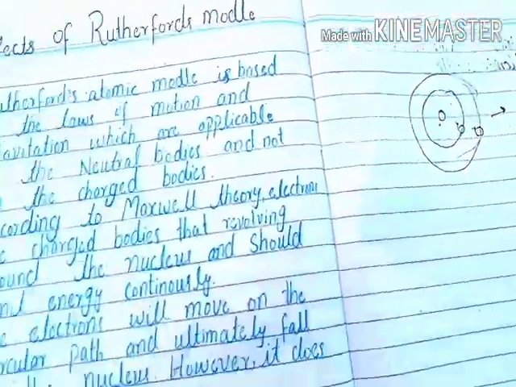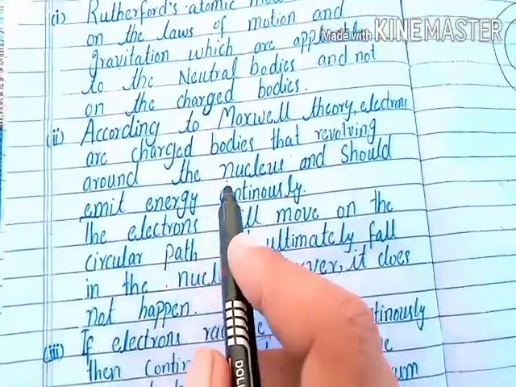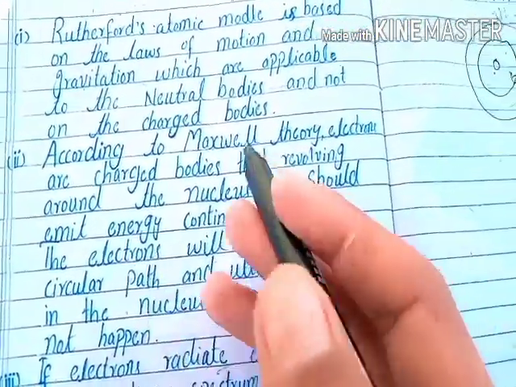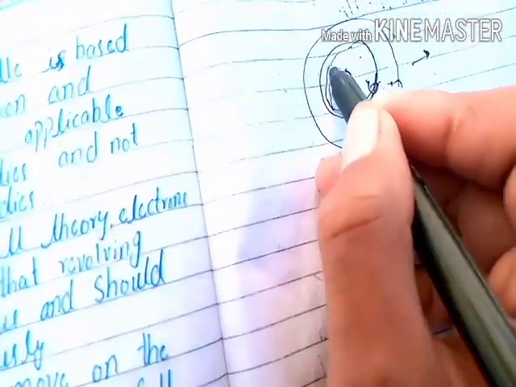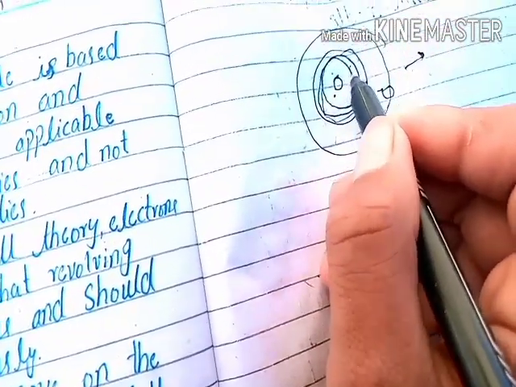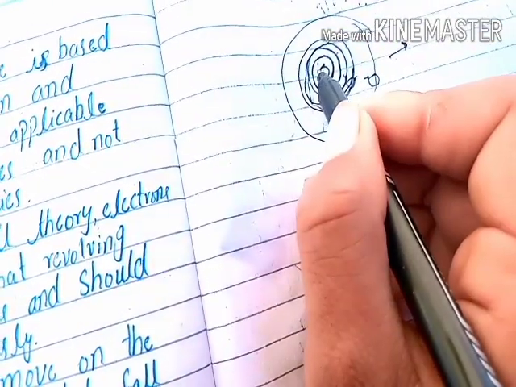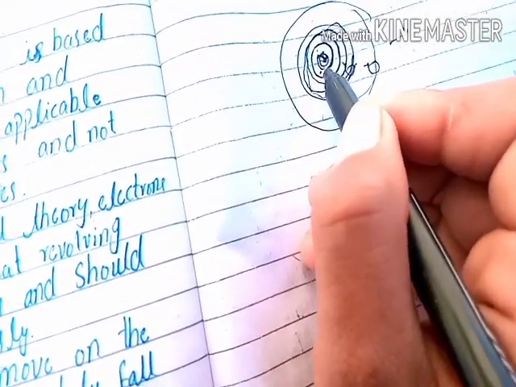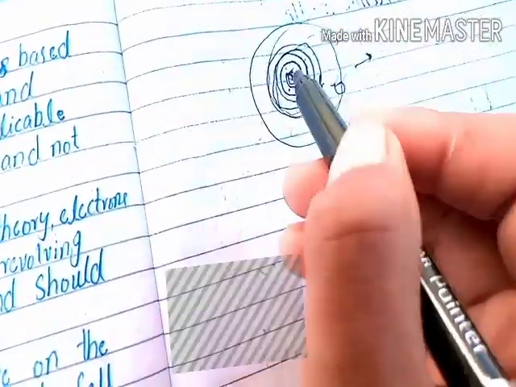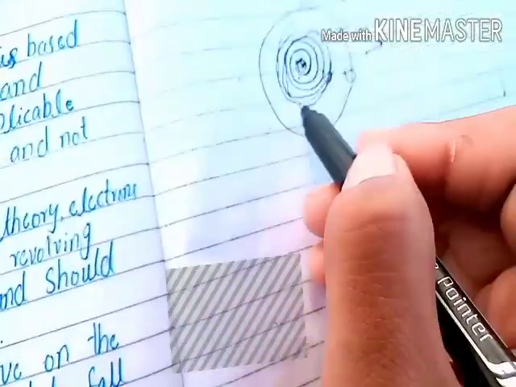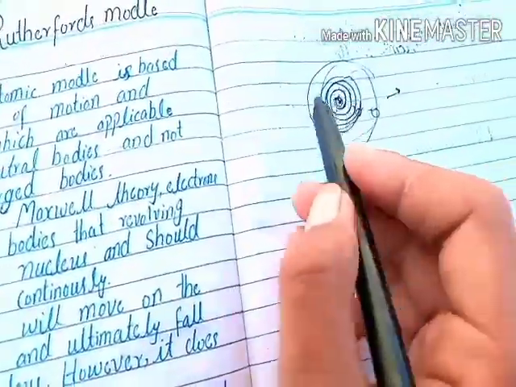Secondly, according to Maxwell's theory, electrons are charged bodies that revolve around the nucleus and should emit energy continuously. He said that this electron, as it revolves around the nucleus, radiates its energy continuously. So a time will come when all of the energy is gone. So the electron will fall into the nucleus, and the nucleus and the whole atom will be destroyed. But it cannot occur, because if the atom is destroyed, all matter will be destroyed, and the destruction of all matter will lead to the destruction of the whole universe. So it doesn't happen.